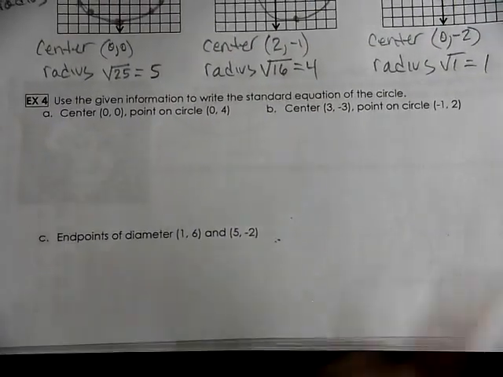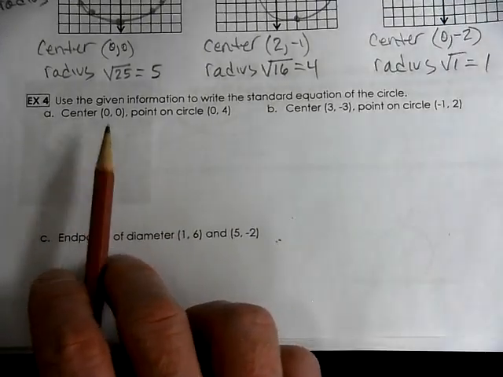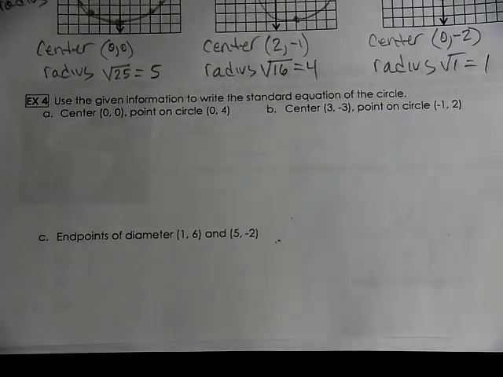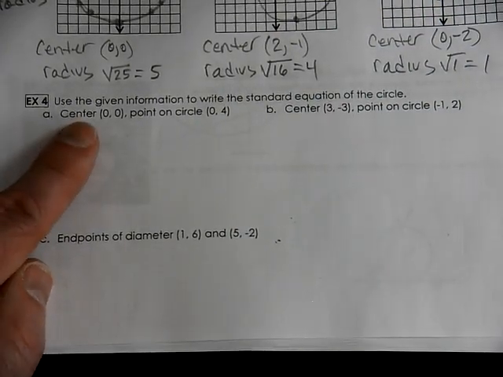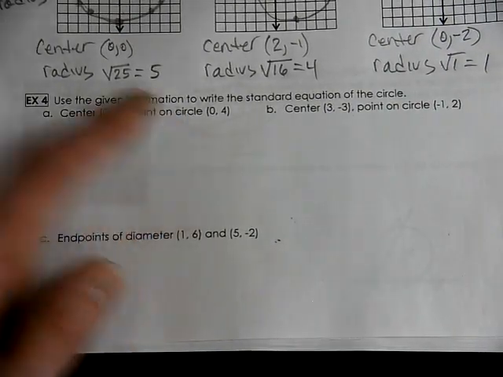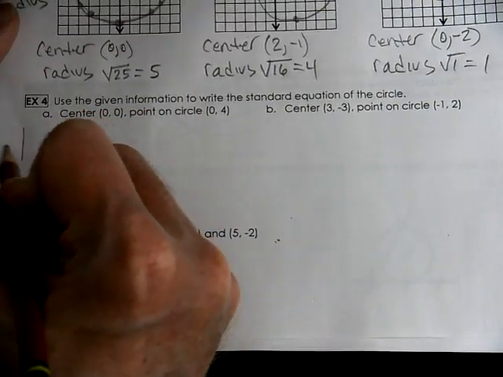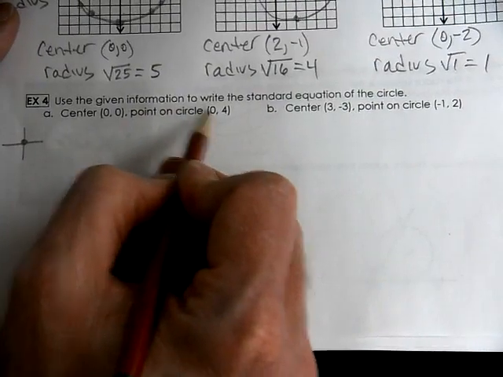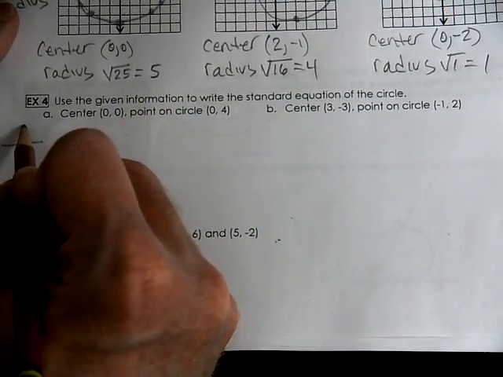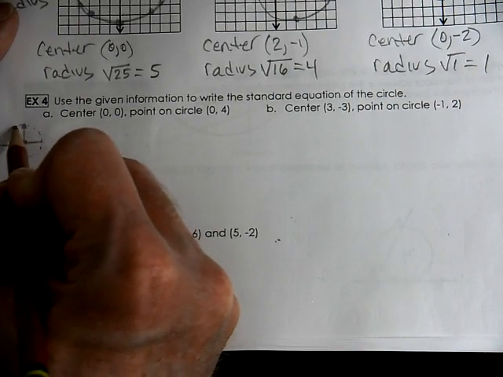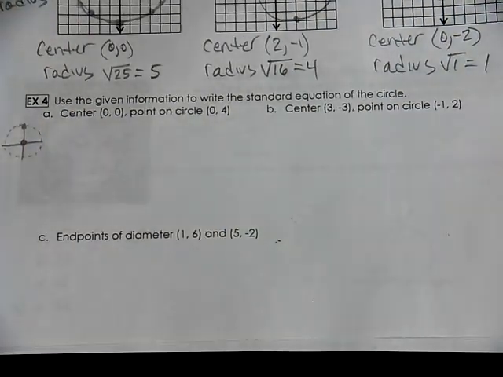All right, just a couple more. We're going to write our equation. Now, what's different about this one? We're given a center, but we're given a point on the circle. So if you think about this, we have a center at 0, 0, and a point which is 0, 4. And we want to know the equation of that circle.